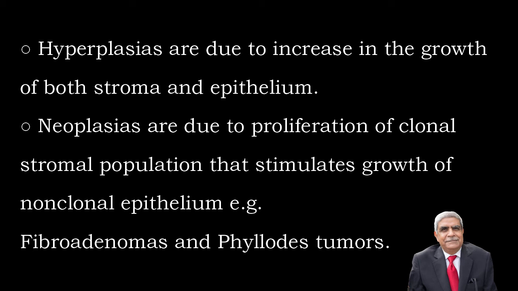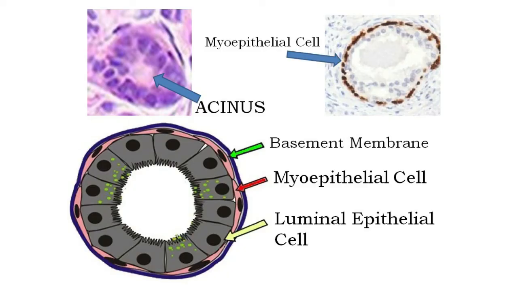Now, before going into the duct system of the breast, there are a few photographs. The first photograph shows acinus marked with blue arrow, stained with hematoxylin and eosin. The other photograph shows myoepithelial cells by immunohistochemistry, and you can well appreciate it surrounds the luminal cells.